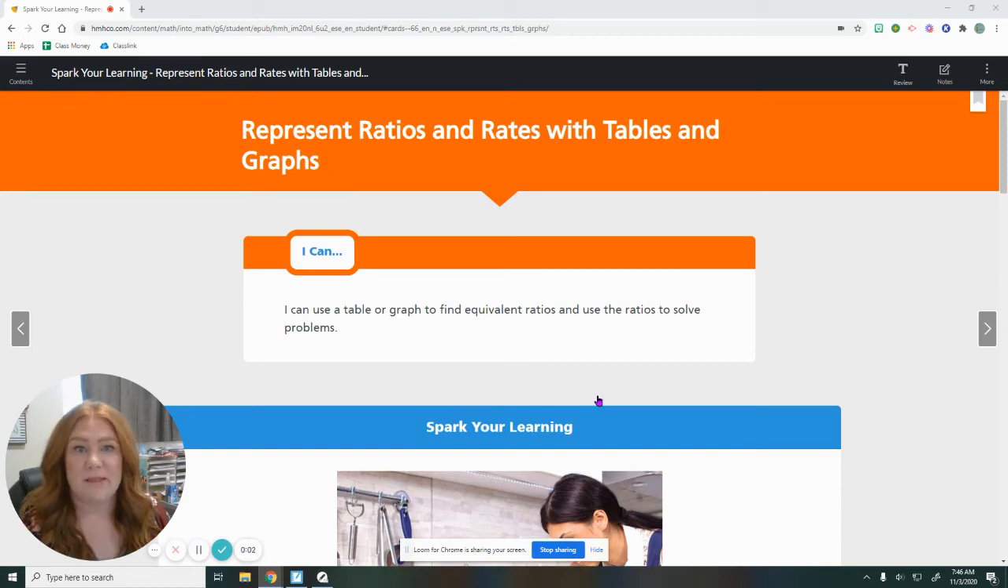We are going to be working on lesson 5.2 today. So we are going to be looking at ratios and rates that we talked about yesterday and those three ways that we can write them. But today we're going to be looking at them in a table or on a graph.